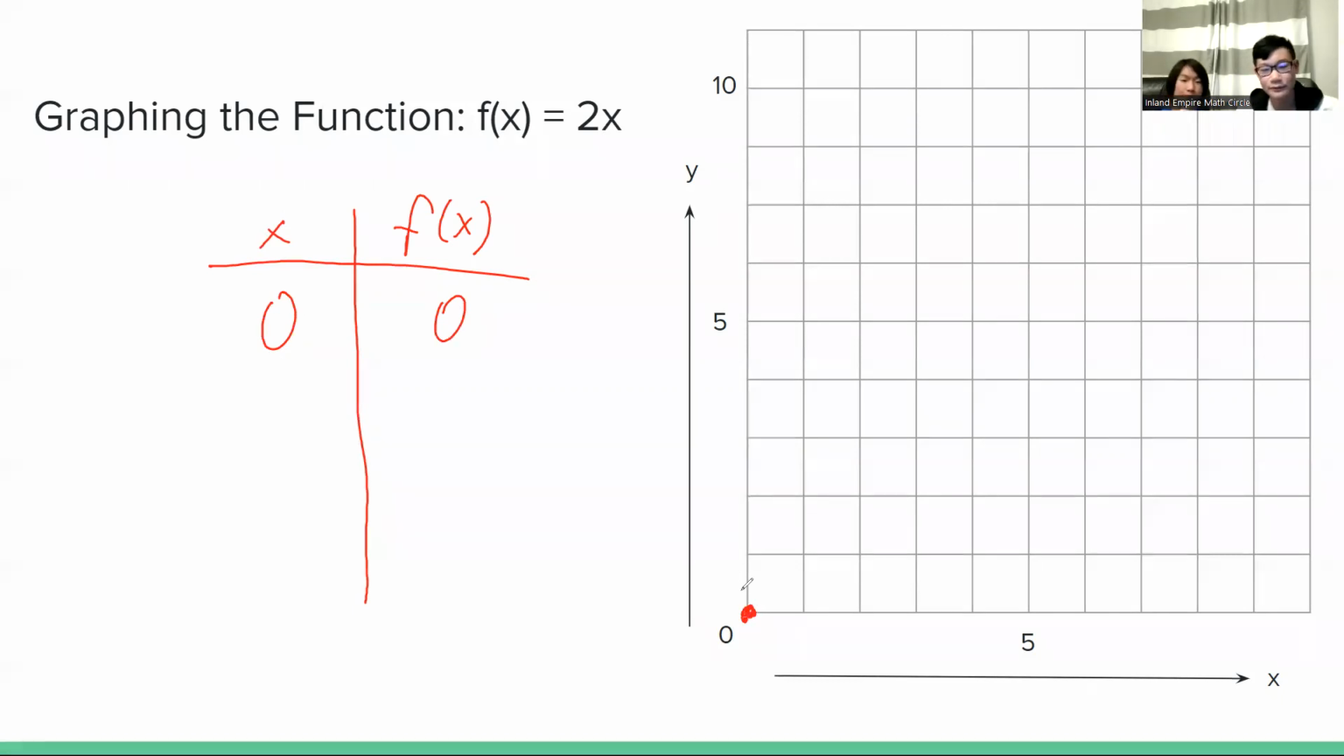And then we can try out another point, for example, x equals 2. And then we plug that into our function. 2 times 2 equals 4. And we have another point, (2, 4). So from these 2 points and sort of this pattern here, can you guys sort of figure out the rest of this line?